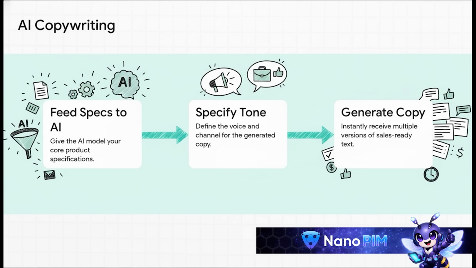Now you're probably thinking, great, but writing that for thousands of products would take forever. And you're right. That's where AI becomes your absolute superpower. The process is actually really simple. You just feed those core specs from your data sheet into an AI model. Then you tell it the tone you want, maybe professional for your website or fun and casual for Instagram. And boom, it spits out multiple versions of killer copy for you to choose from.